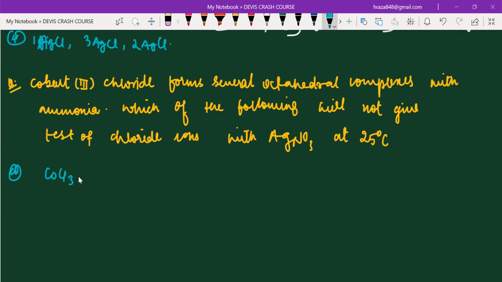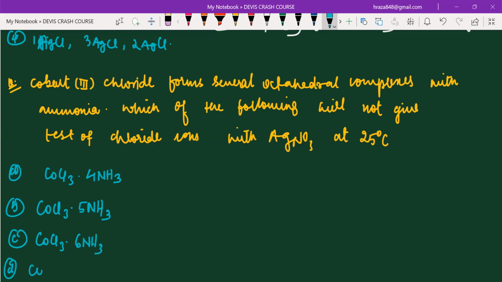I think you can do it easily. Option A is CoCl3·4NH3. Option B is CoCl3·5NH3. Option C is CoCl3·6NH3. Option D is CoCl3·3NH3.